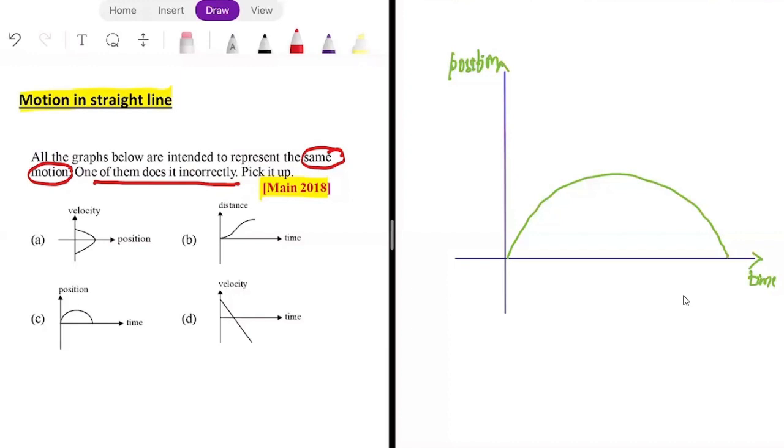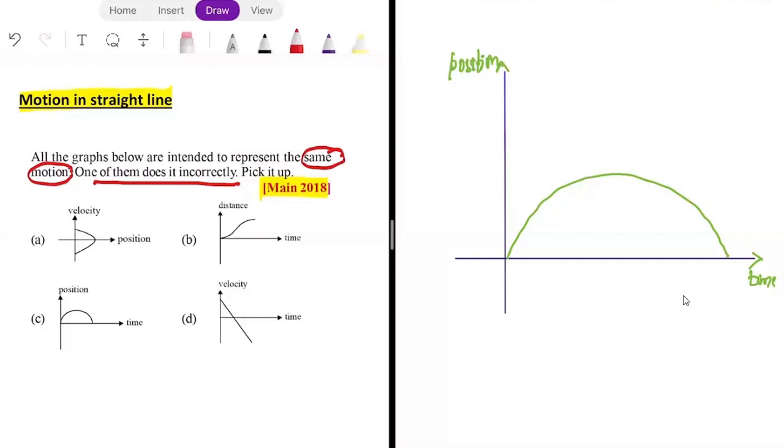कीवर्ड ये है कि ये जितने भी ग्राफ आपको दिख रहे हैं A, B, C, D, they are saying that it has to represent the same motion but one of them is representing it incorrectly और आपको वो find करके बताना है. ऐसे सवाल में कैसे begin करें? What shall be your approach? So the general principle says you start with the graph that you are most familiar with.